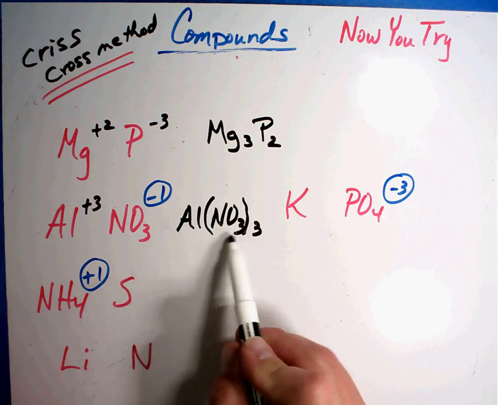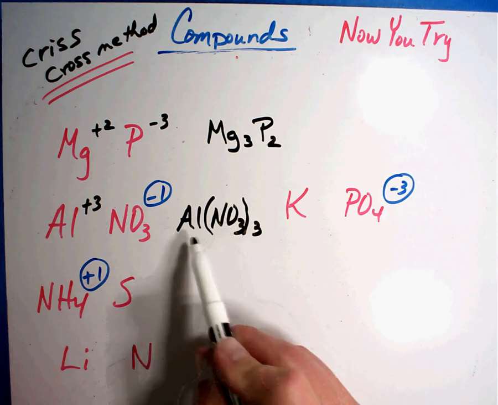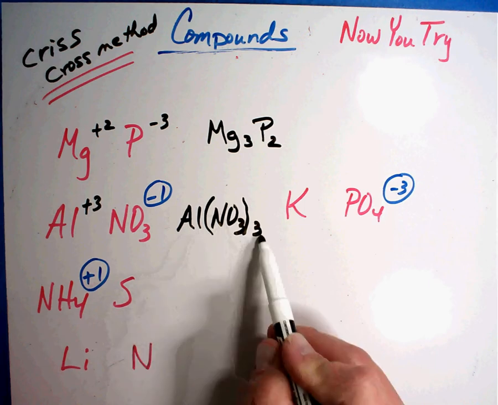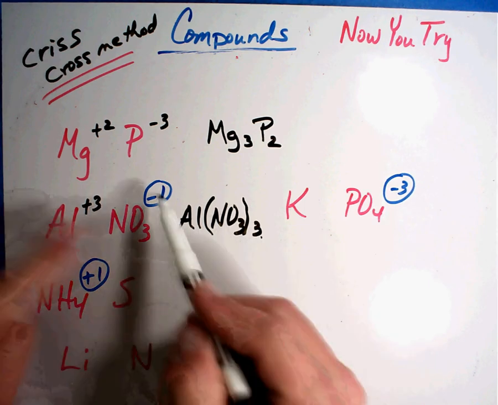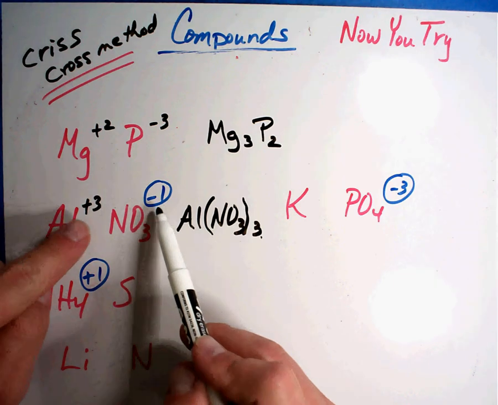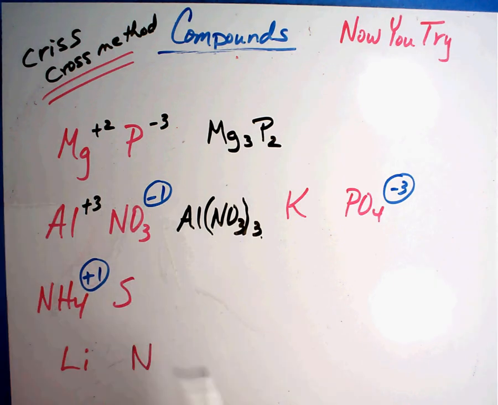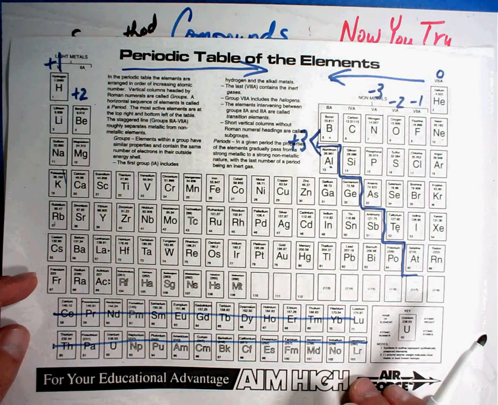Now, you're not expected, again, to know this name. They would give it to you, but it's aluminum nitrate. It has to have the extra 3 from crisscrossing the charges. You can also tell this is why it's so important to know the charges on the chart. So when you start using your chart, that's how you use them correctly.